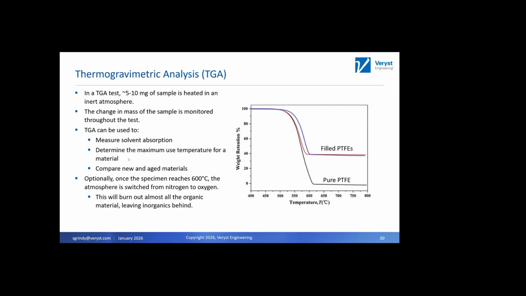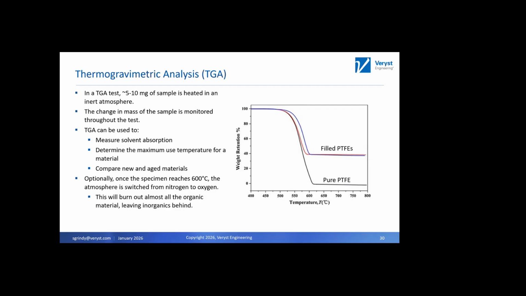You see the onset of thermal degradation. So as we heat these PTFEs up, you can see that they start to degrade at about 500 degrees Celsius. So that's a very quick way to identify an absolute maximum use temperature for that material.